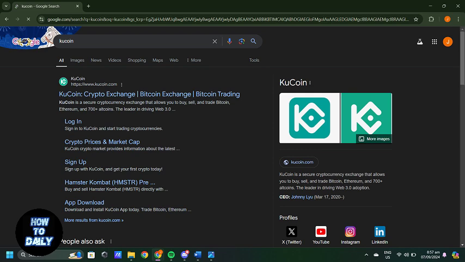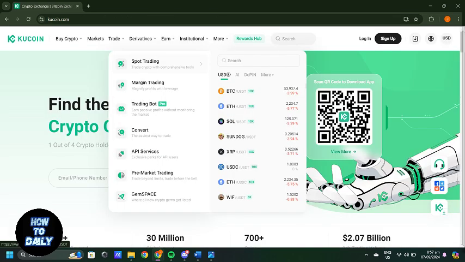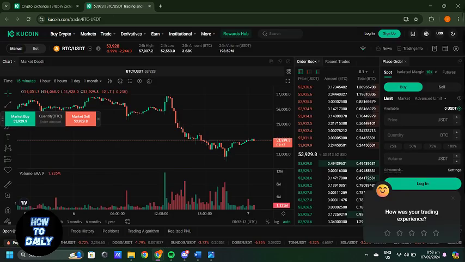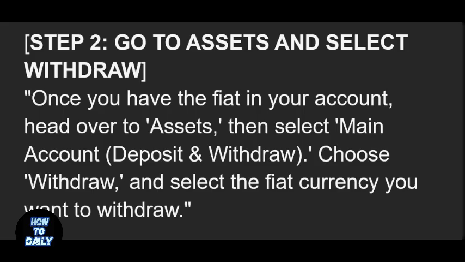First, you will need to sell your cryptocurrency for fiat currency like USD, Euro, or GBP. Open the KuCoin app or website, go to the Trade tab, and select Spot Trading. Sell your crypto into fiat by choosing the appropriate trading pair.